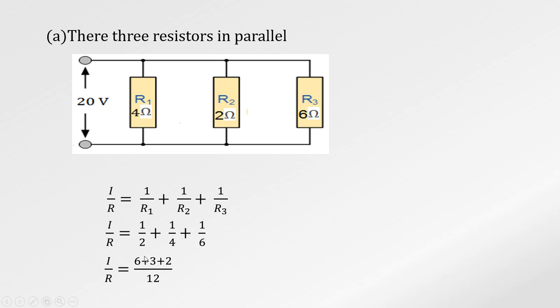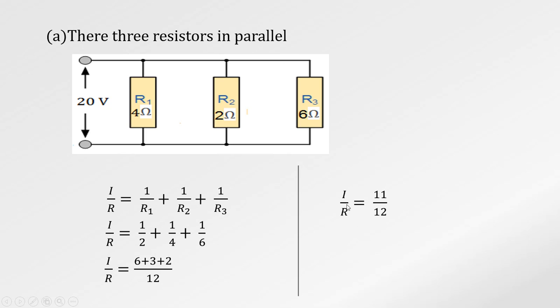And you simplify that. It should be simple for you senior 4s or senior 3s. This is some simple mathematics for you. The LCM is 12. Simplify, and we shall get 1 over R is equal to 11 over 12. But we don't want 1 over R.